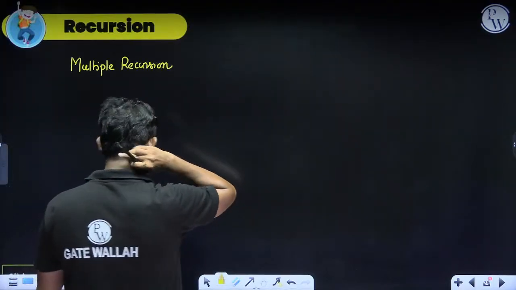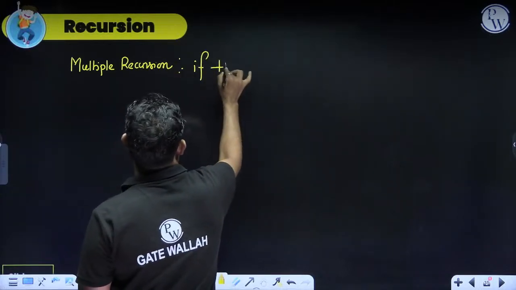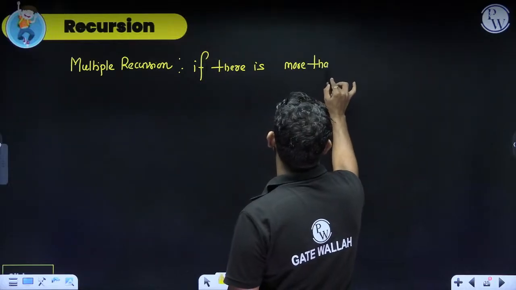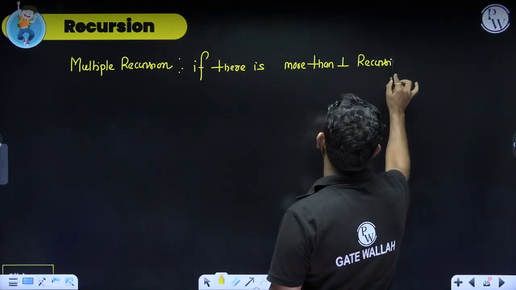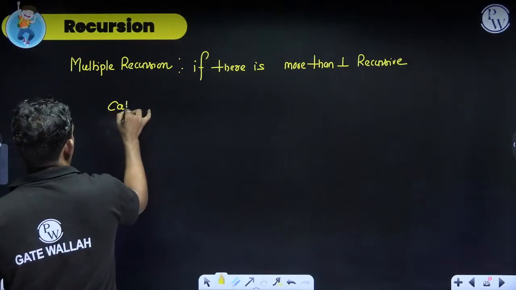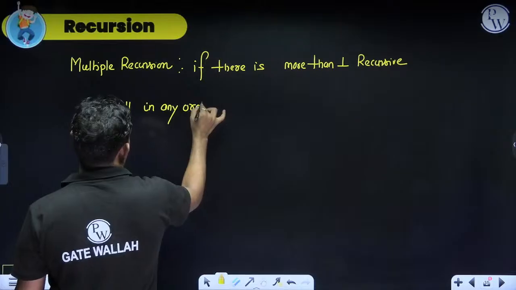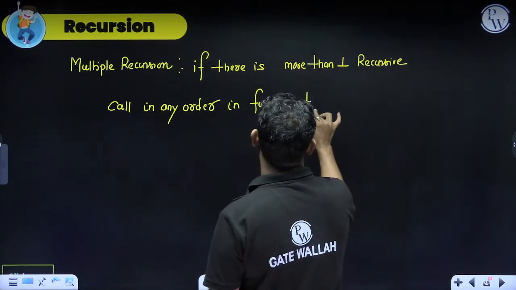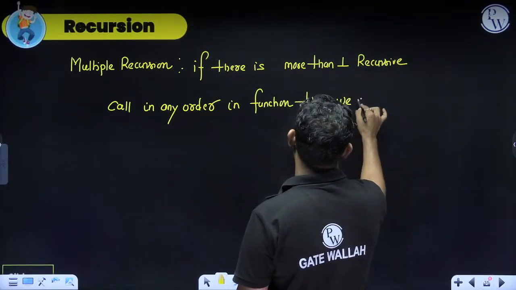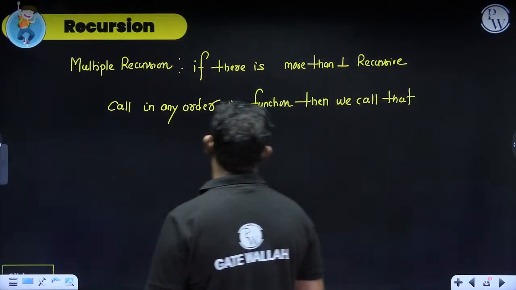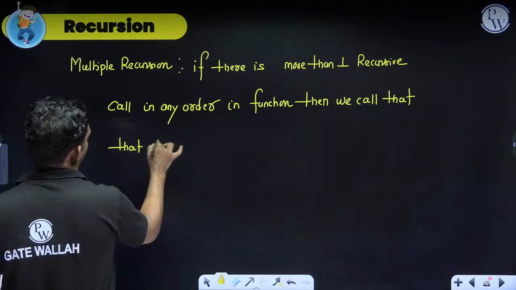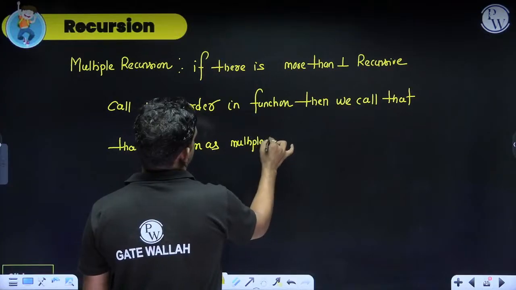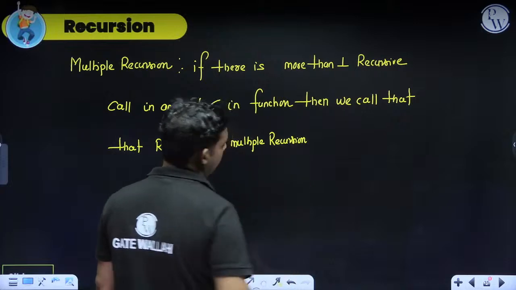Now, if there is more than one recursive call in any order in a function, then we call that recursion multiple recursion.